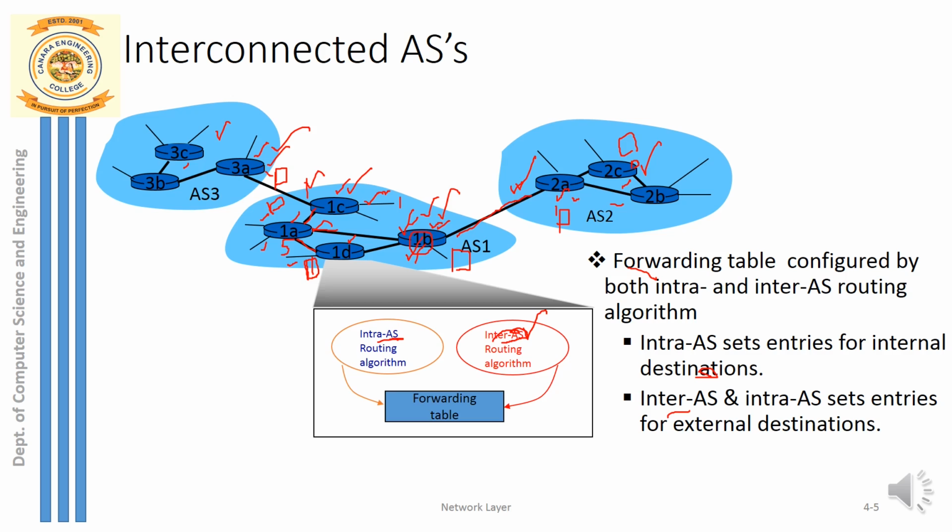That is how the packet will reach from source to destination through the shortest path, and that is how the packet will travel across the organization. So this is actually the concept of interconnected AS, or the routing of packets across the organization.